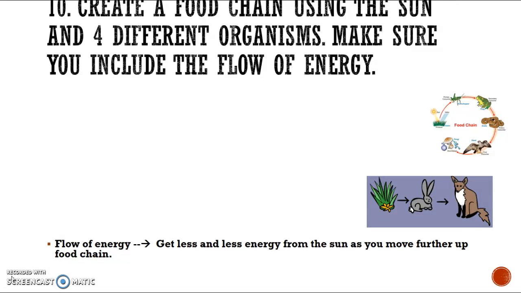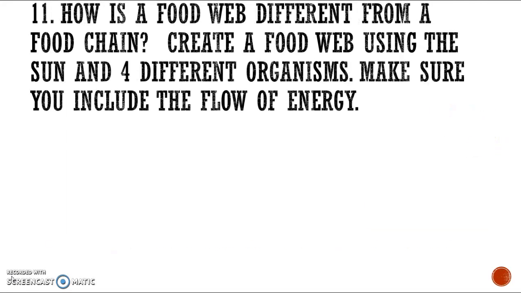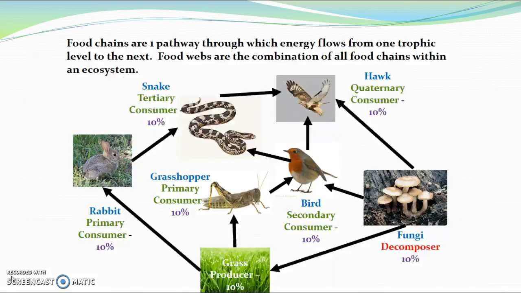Go ahead and create a food chain using the sun and 4 different organisms. Make sure you include that energy flow. Remember that each level gets less energy as you move up the food chain. Do you remember how a food web is different from a food chain? You can create a food web too. So you can include that in your notes. Here's an example of one.